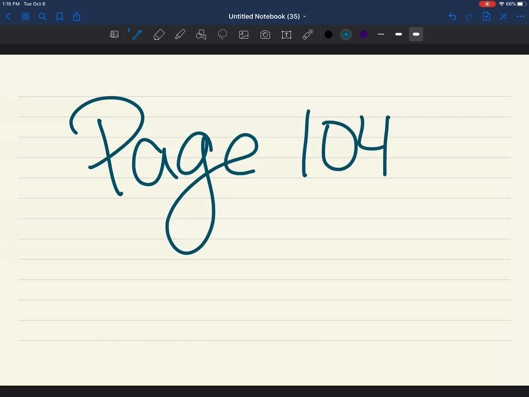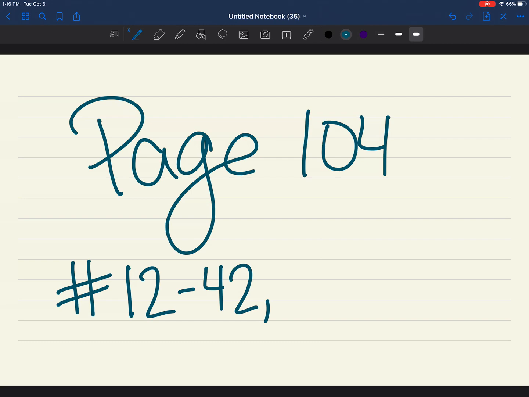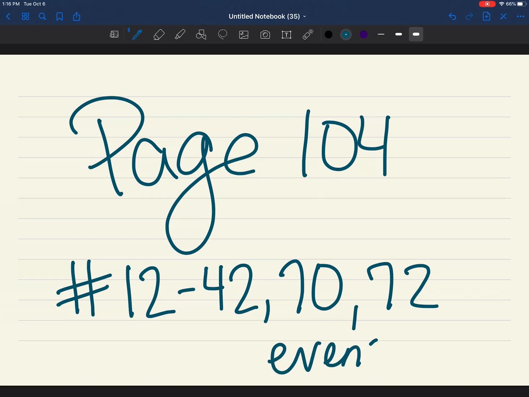Can I ask my question now? Yes, while I'm writing this, you can. On the 0.3 repeated, or I guess on all of them, why do you put it over 9 and not over 10 or 100? Because if you put it over 10 or 100, it's not going to be a repeating decimal. It's just going to be a regular decimal.